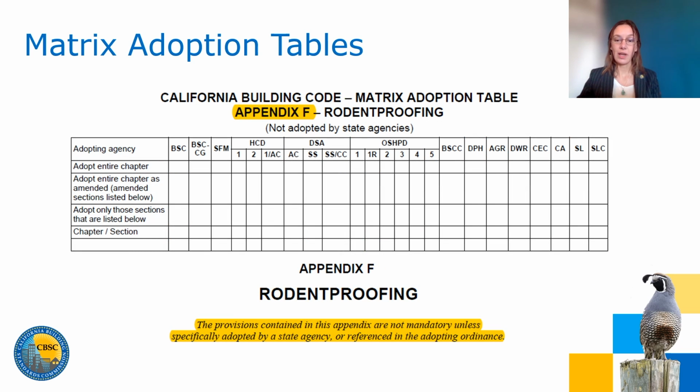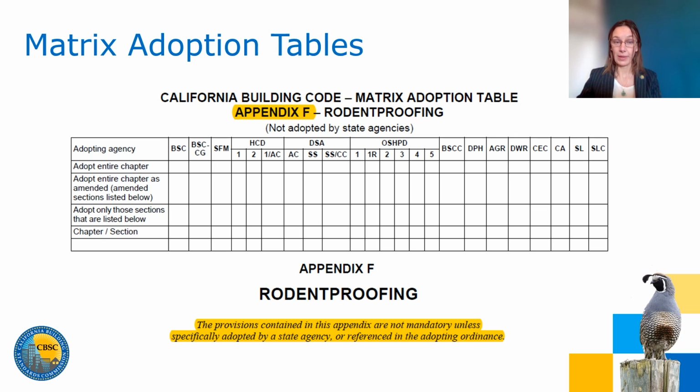Now let's talk about appendices. Code appendices contain regulations that are not mandatory unless adopted by a state agency or local jurisdiction. Be sure to check the statement under the title of an appendix, the MAT, and the application or scope section, if available, to know whether it's mandatory or not and its applicability.